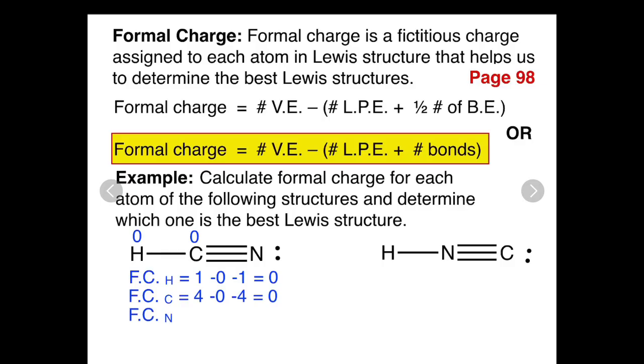Nitrogen has 5 valence electrons and has 2 electrons in the lone pair. So this one is the number of lone pair electrons, which means it's the number of electrons in the lone pair. So we count them as the number of electrons, so 1, 2. We don't count them as a pair. And the number of bonds would be 1, 2, 3, so minus 3. So the total would be 0 as well. So the formal charge of nitrogen would be 0.